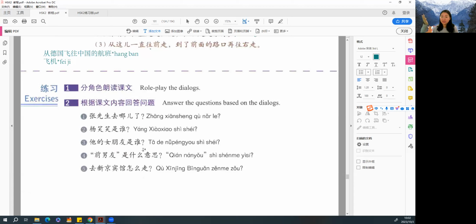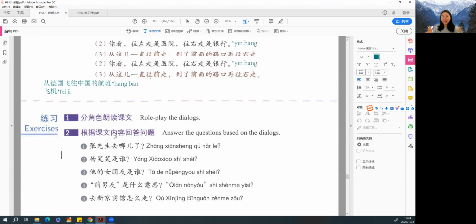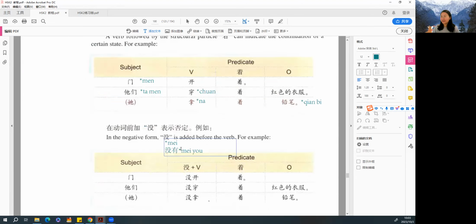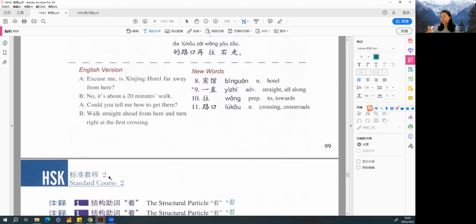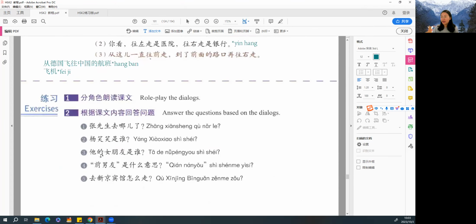She is my classmate's sister. 她姐姐是我同学. So her sister is my classmate. The girl whose elder sister is my classmate is 杨笑笑. If you forgot what's happening in the text, we can just take a look at the previous page. All of the answers are in our new text in lesson 13. All right, then let's continue. 他的女朋友是谁？他的女朋友是他的同学. It's his classmate. That's fun.